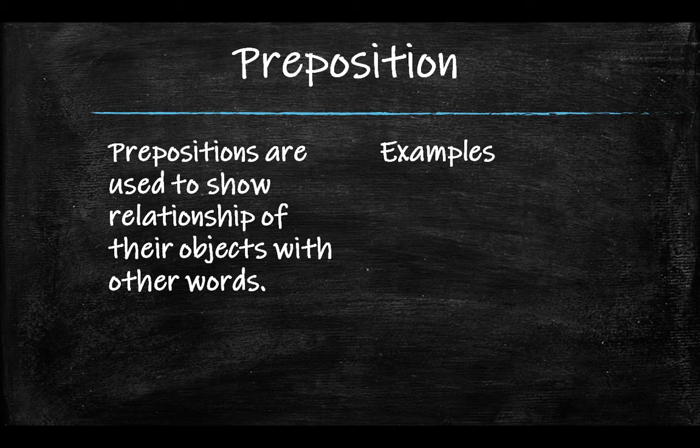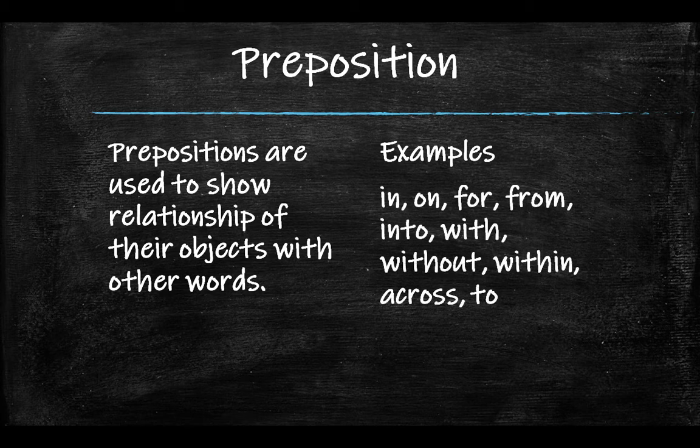So let's have a couple of examples. In, on, for, from, into, with, without, within, across, to. I hope you know all these words and you are already in a position to identify them as prepositions. That's all about prepositions. They are used in combination with nouns or noun equivalents. They are called their objects, and they show the relationship between their objects and the words that precede them, the prepositions. They are called prepositions.